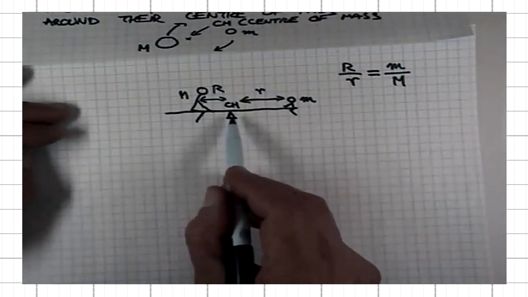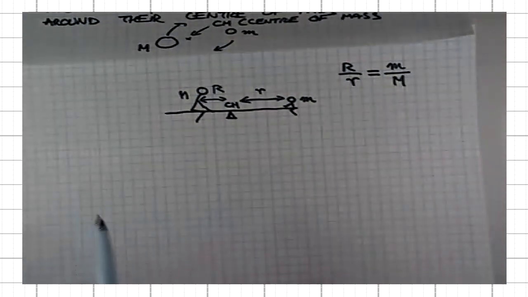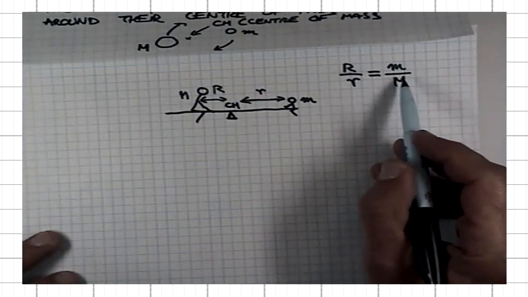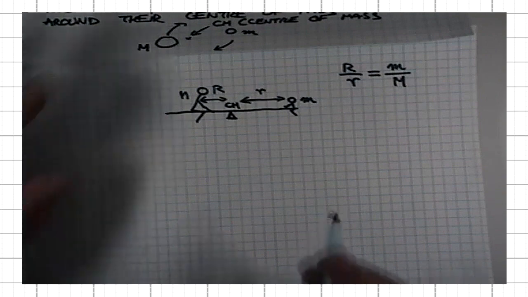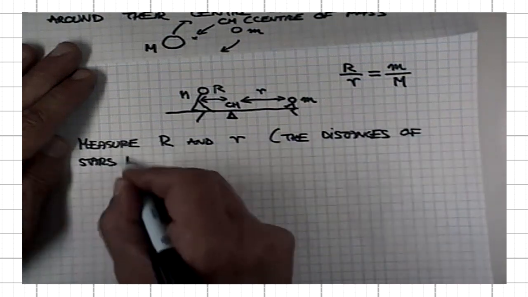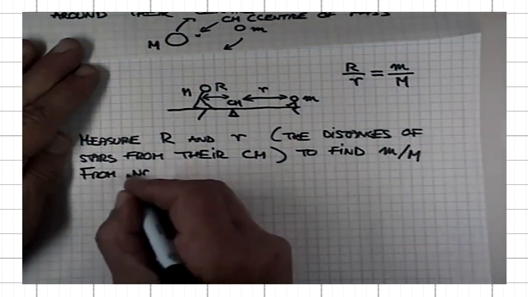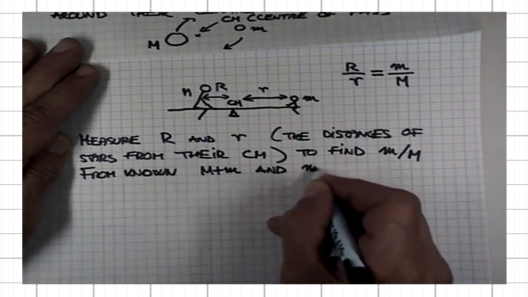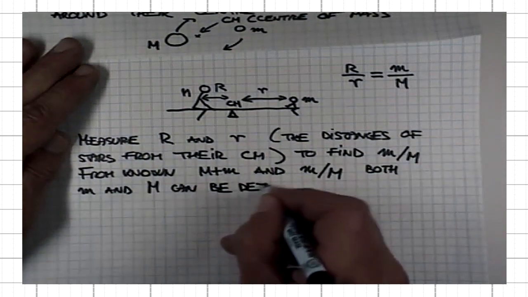Okay? So then, if I can determine the distances of the two stars from their center of mass, then I have another piece of information. I have one, their total mass, and now I have the second equation that gives me the ratio of the two masses. So I know the sum, I know the ratio, and then I can resolve the two masses. So from known total mass and the ratio of the two masses, I can find out both variables.